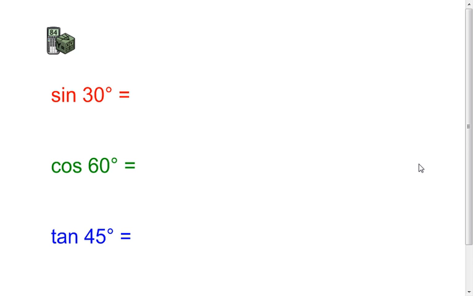So come back here just to fill this in. I typed it on my calculator, I ended up with 0.5 or a half. I typed this in on my calculator, I ended up with 0.5 or 1/2. And I typed this in, and I ended up with an answer of 1.